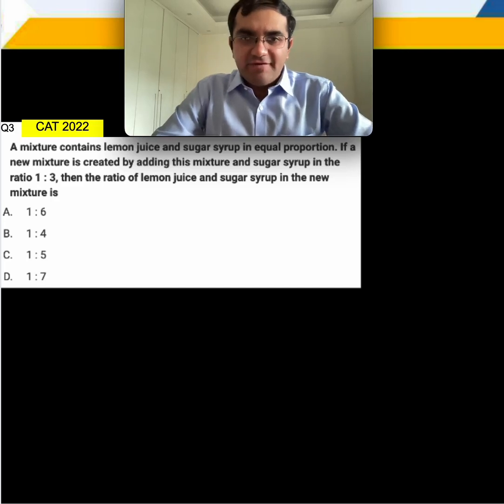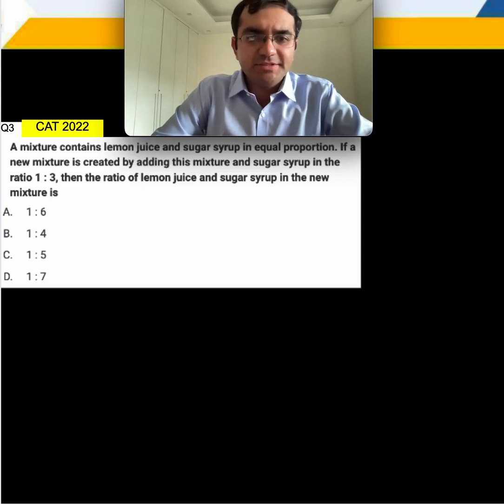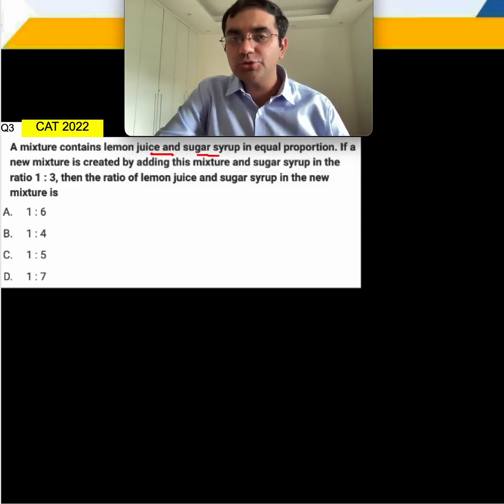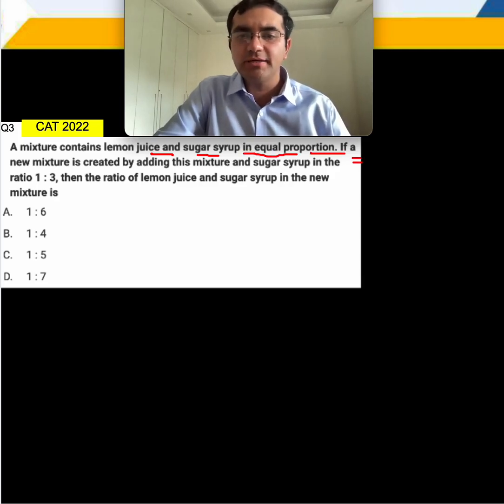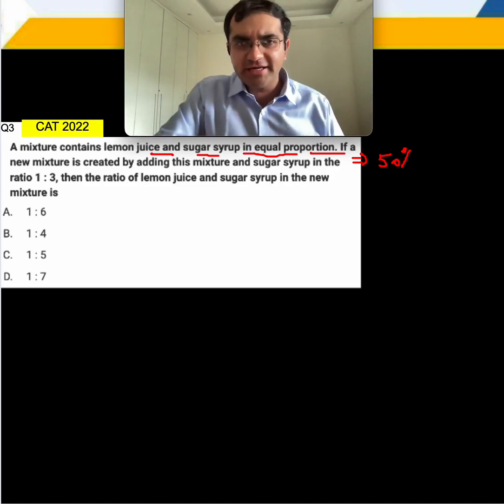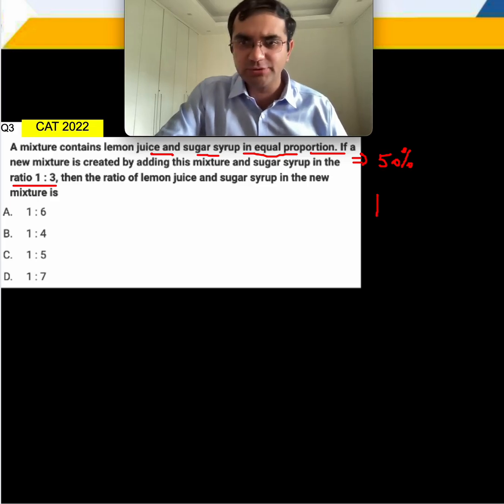This is an averages question where we are mixing some items. So we're mixing a mixture. We have a mixture of lemon juice and sugar syrup in equal proportion. So the sugar syrup and lemon juice is at 50% concentration. And if a new mixture is created by adding this mixture and sugar syrup, so you're carrying out some mixing over here, the standard alligations process. But there is a shorter way of solving alligations, that's what we're going to do, and the ratio of mixing is 1/3.